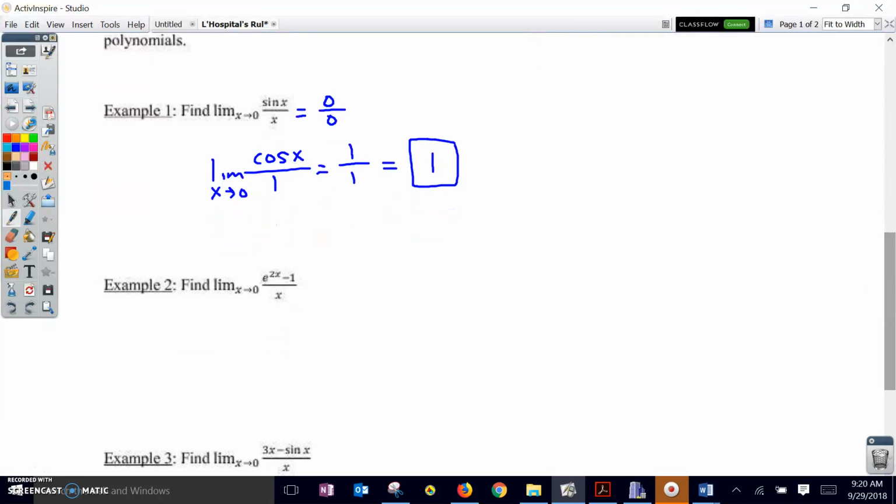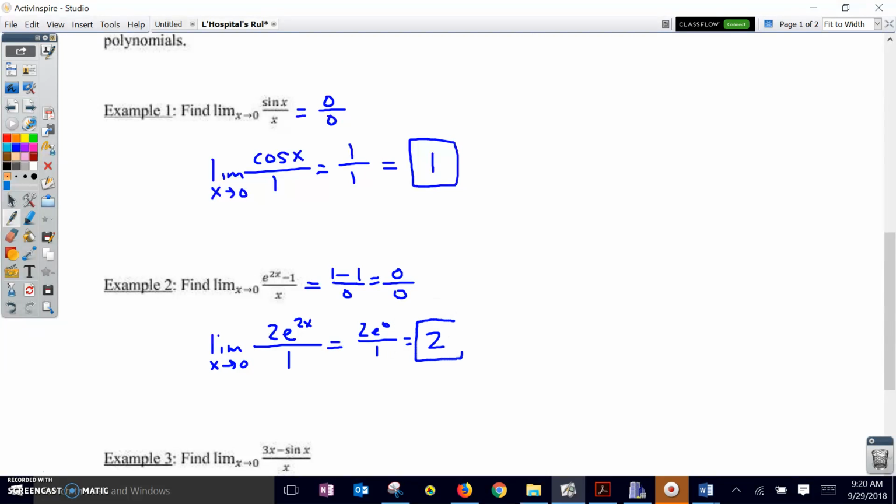On to example 2. I substitute 0 into this, which gives me 0 over 0, so I can apply L'Hopital's rule. And so this limit is going to be equal to the limit as x goes to 0 of, I take the derivative of the numerator, 2e to the 2x, over the derivative of the denominator, and then I substitute 0 in, and I get that this limit is going to be 2.